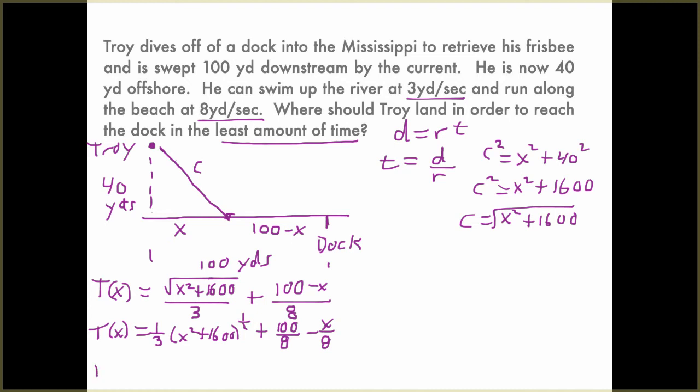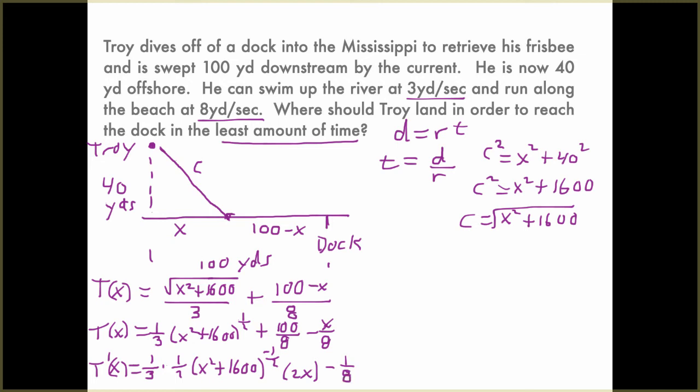And then we have our derivative, our t prime of x. To take the derivative, we have our 1/3. We're going to have to use the chain rule times 1/2, our parentheses, x squared plus 1600 to the negative 1/2, times 2x. All right, that's the derivative of our first part. The derivative of 100 over 8 is just 0. And the derivative of negative x over 8 is minus 1/8.